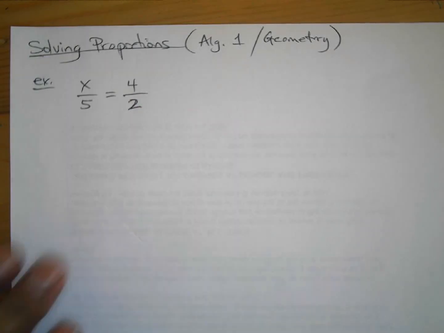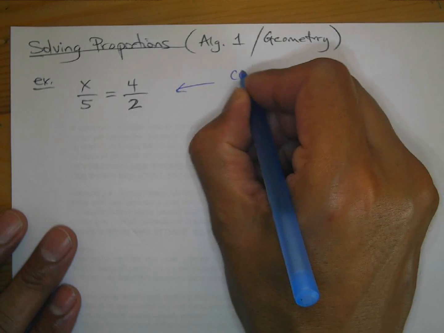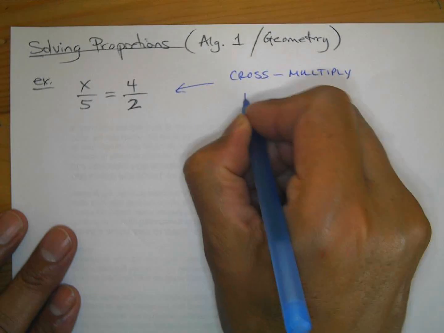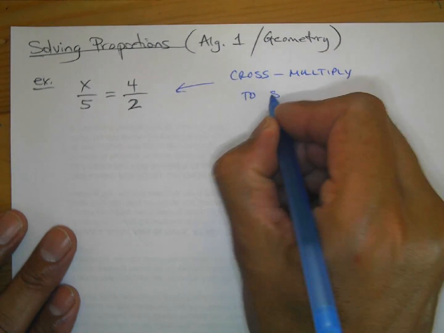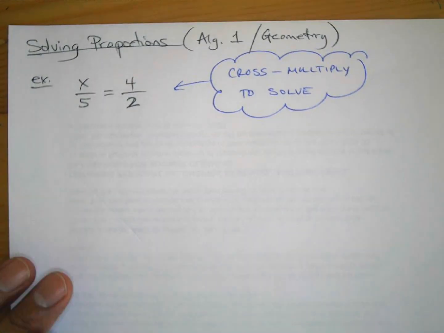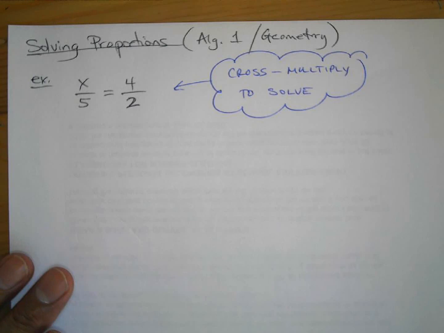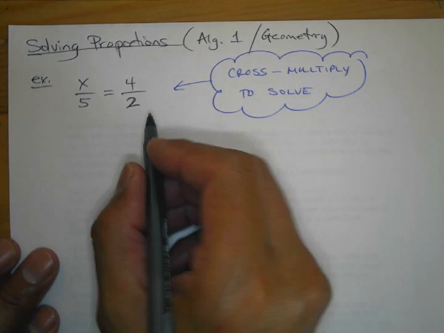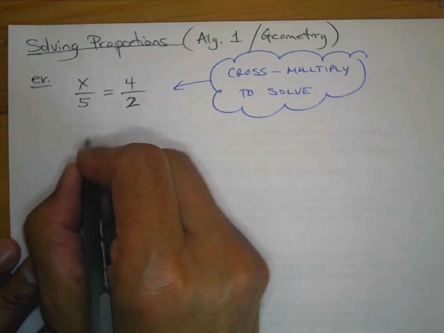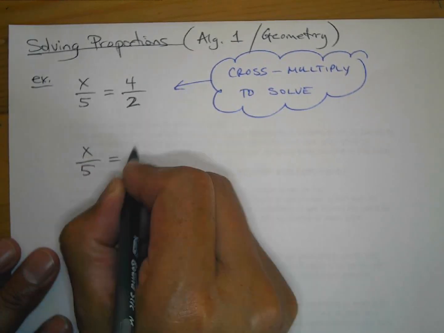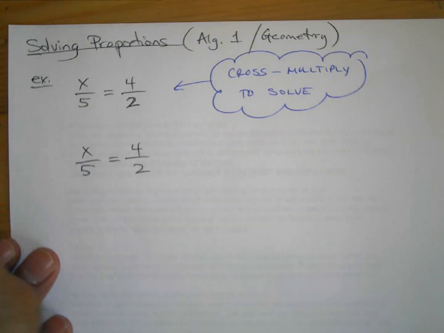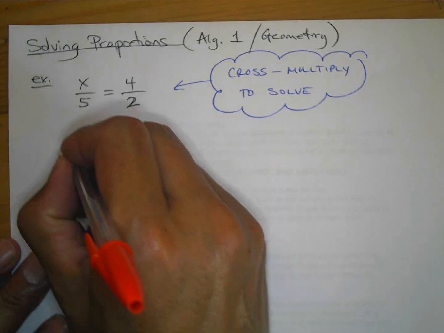And if you remember this, cross multiply to solve. You cross multiply to solve. That's how you solve a proportion when you have a fraction equal to another fraction or a ratio equal to another ratio. So what does it mean to cross multiply? Not across like this. What they mean by cross multiply is like this, diagonally.